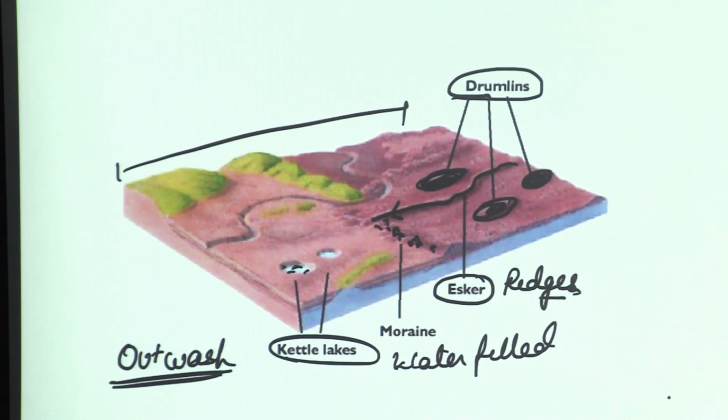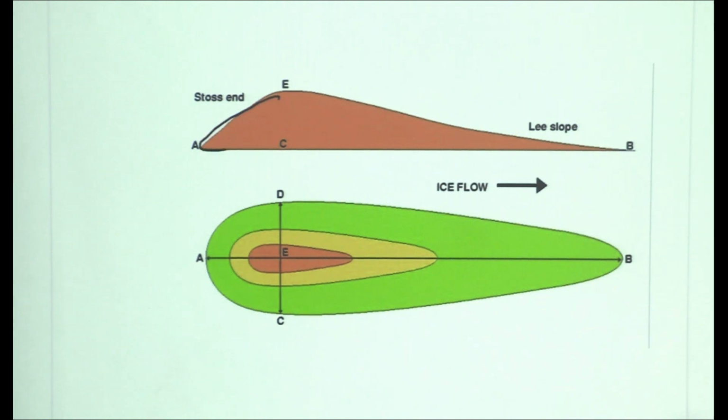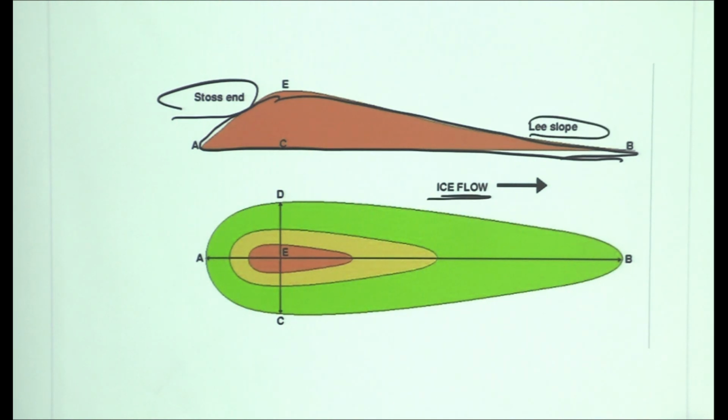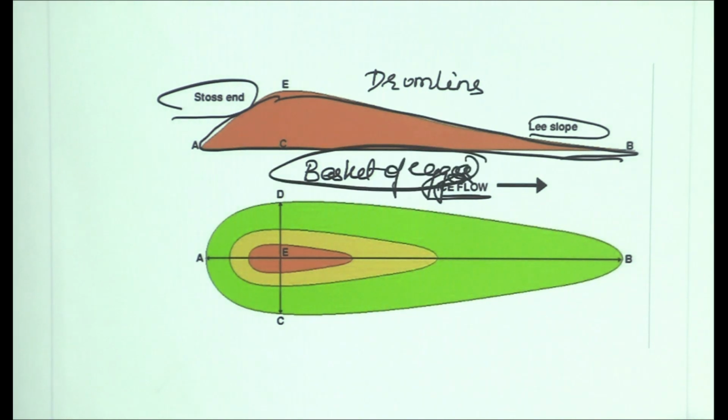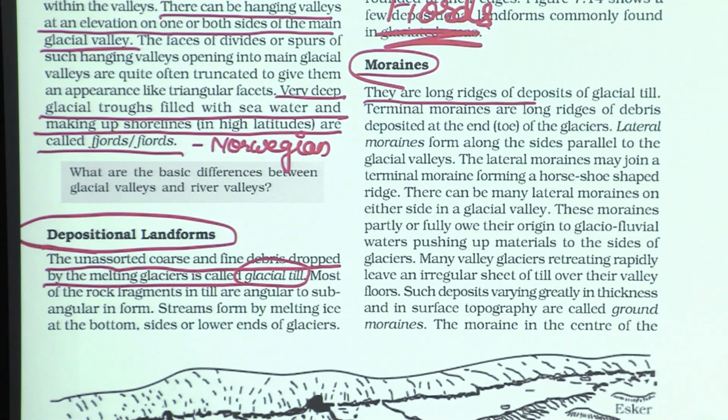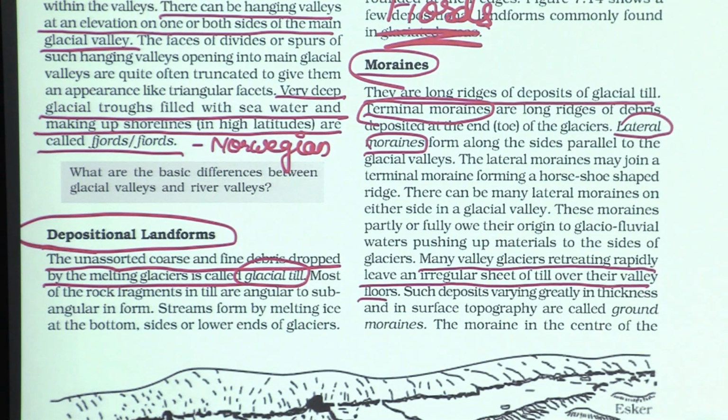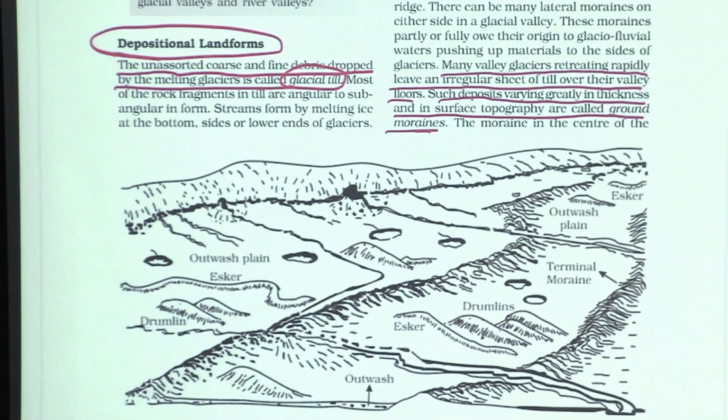Drumlins always incorporate these characteristics: stoss and lee slope. Movement of the glacier is like this. Basket of eggs topography. Moraines are long ridges of glacial till, terminal moraines, lateral moraines. Interestingly, there is one more point which is given. Many valley glaciers retreating rapidly leave an irregular sheet of till over their valley floor. Such deposits, varying greatly in their thickness and in surface topography, are called ground moraine. Do see this figure of NCERT.